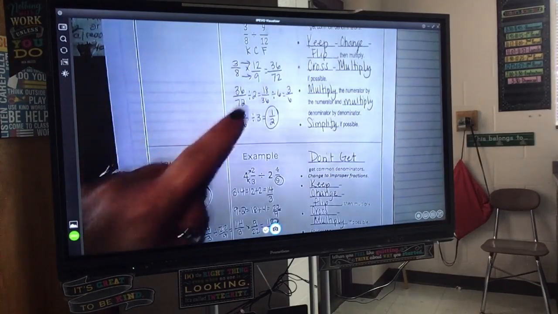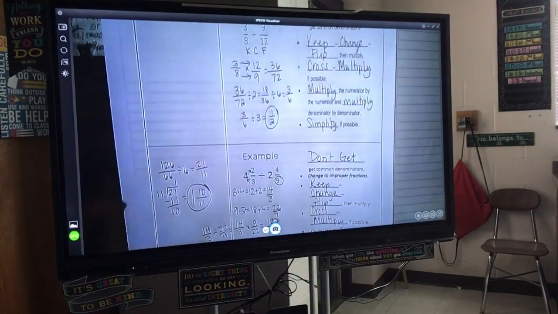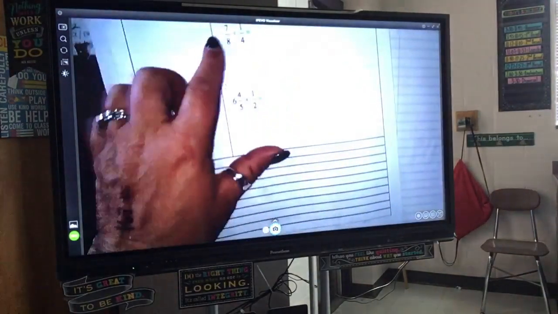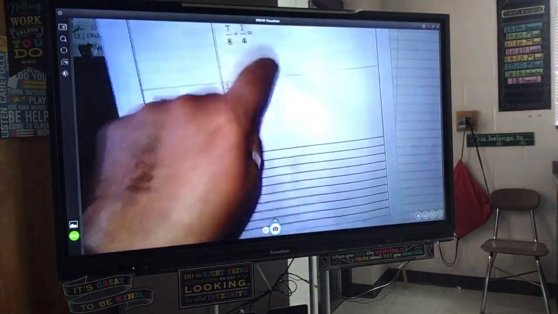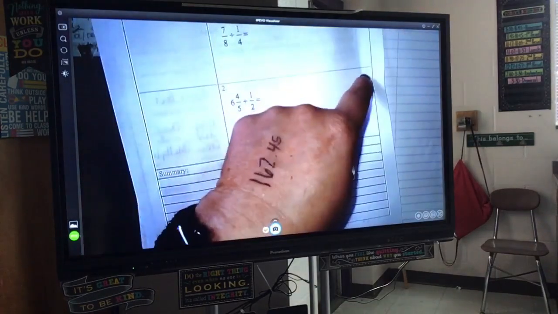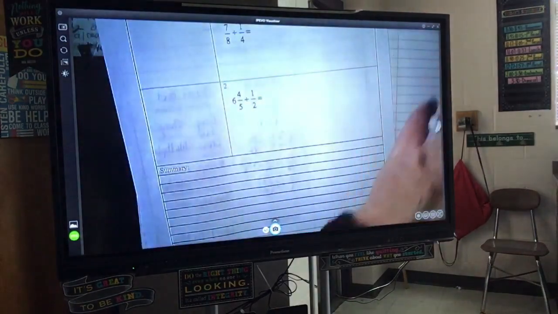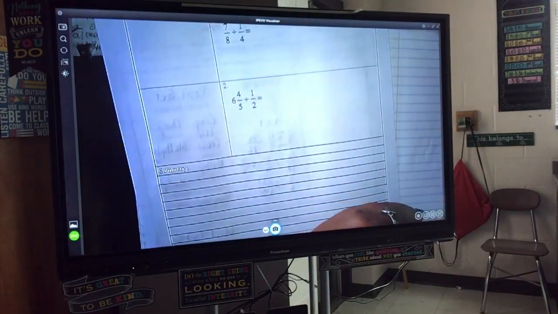Like here, we just straight simplified. Here, we simplified, then changed to the next number. So here, if you do your keep, change, flip, and you set up to where you can simplify within, and then just get your answer, do it that way. But then down here, you have to do the whole process, then simplify in your answer. My answer to that was I don't think I can simplify.